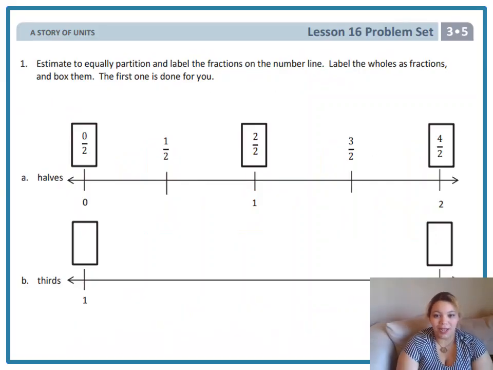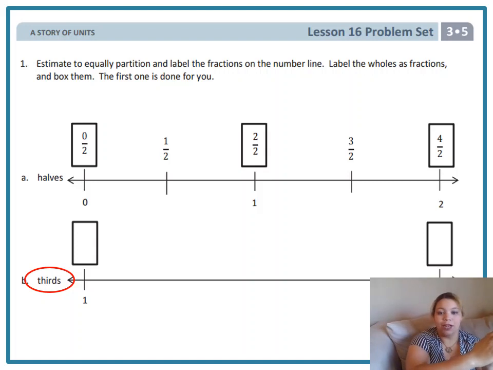All right, so let's go ahead and look at your problem set on question 1B, since number 1A is already done for you. The instructions say, estimate to equally partition and label the fractions on the number line. Label the wholes as fractions and then box them. The first one has been done for you. The key word that we need to focus on is the word thirds, because that tells us how many equal parts we are going to need. So we're going to break it apart into thirds, which means 3 equal pieces. Ready?